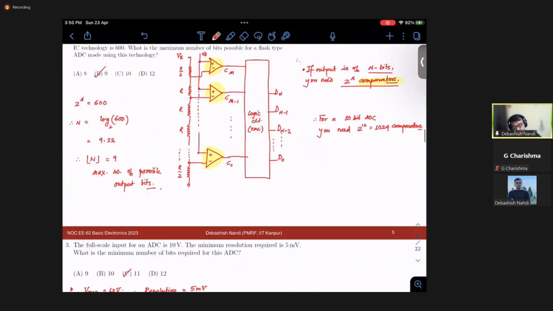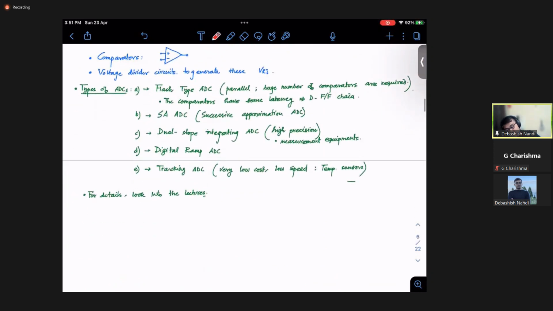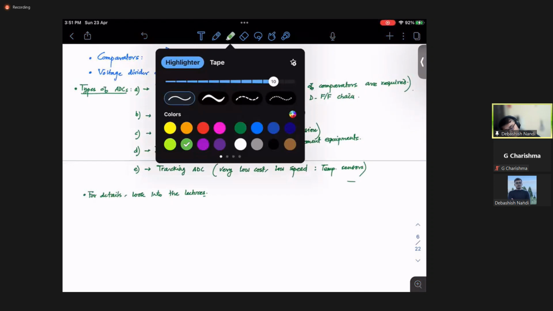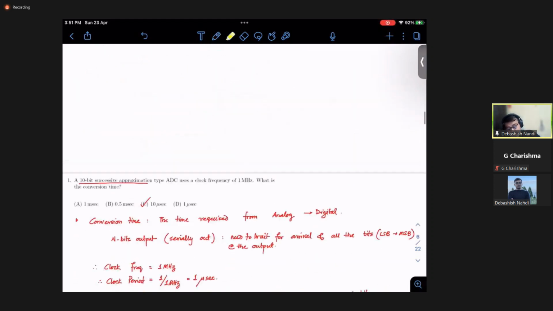Fine. Just let me look through. Yeah. So this was the thing, right? Dual slope integrating type, high precision measuring equipment. We will discuss about dual slope, by the way, in a later problem.